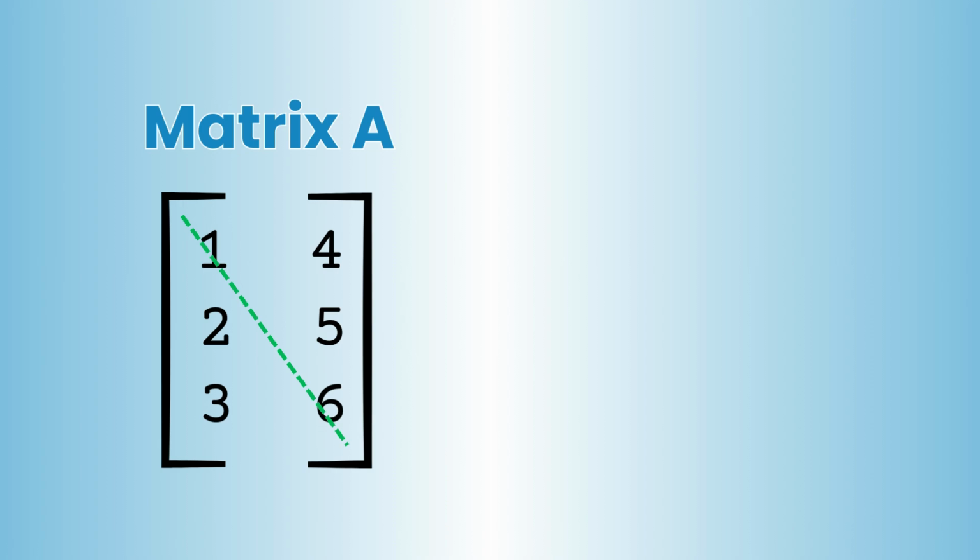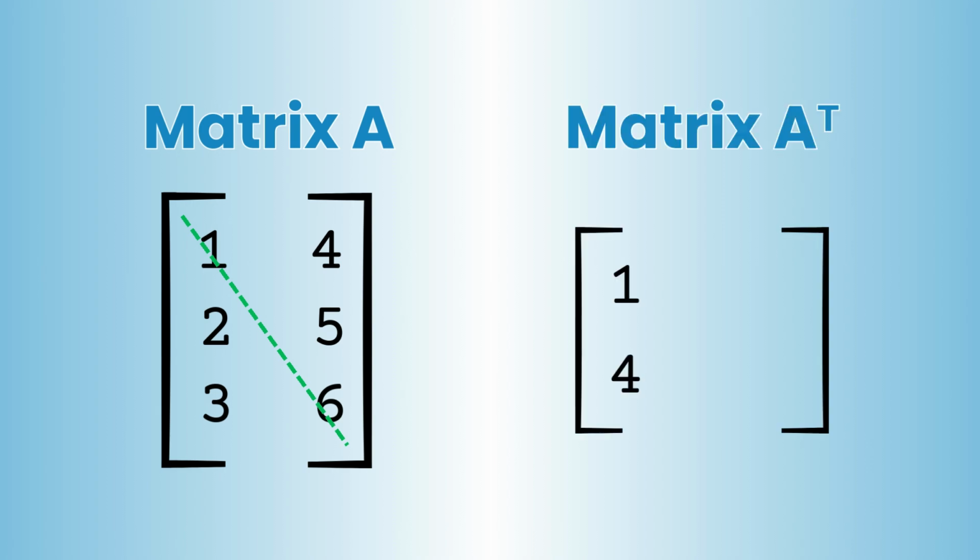That's our main diagonal. To find the transpose, which we write as A superscript T, we simply pivot the elements around this line. The matrix A transpose would contain 2 rows and 3 columns. And that's the core concept. The first row becomes the first column, a 3 by 2 matrix becomes a 2 by 3 matrix. And we have literally just changed the orientation of our data.